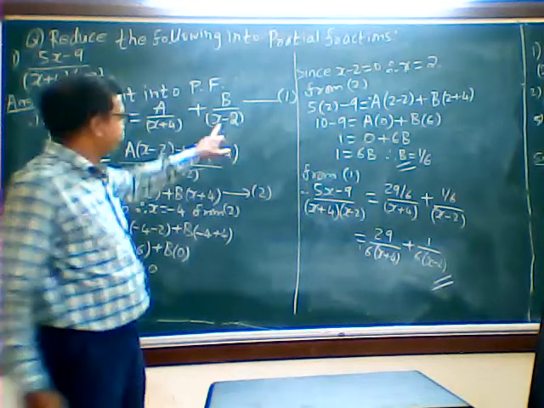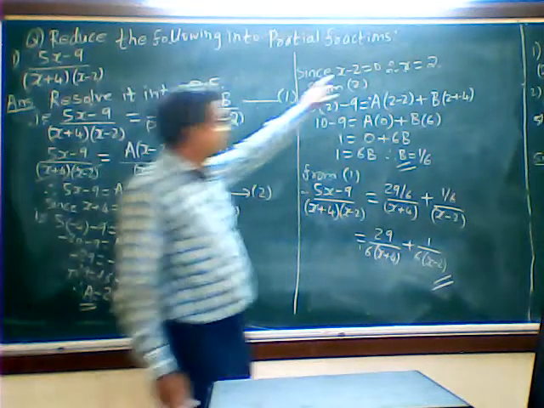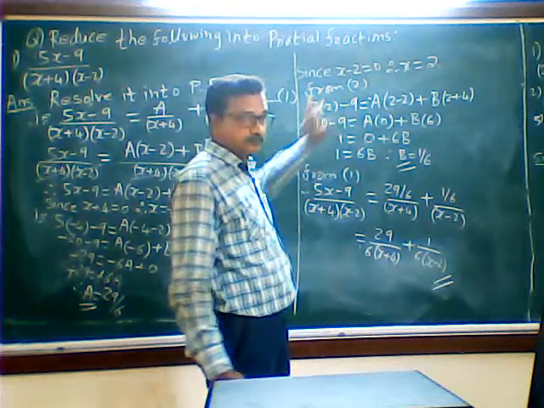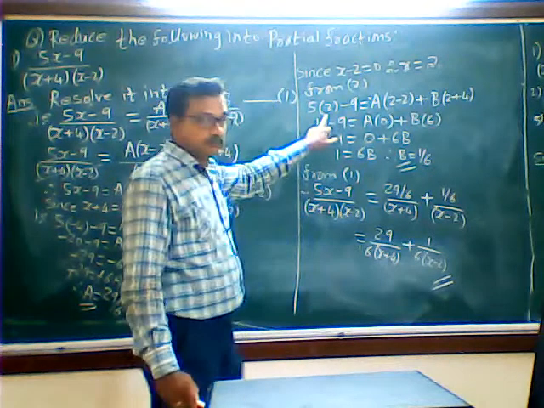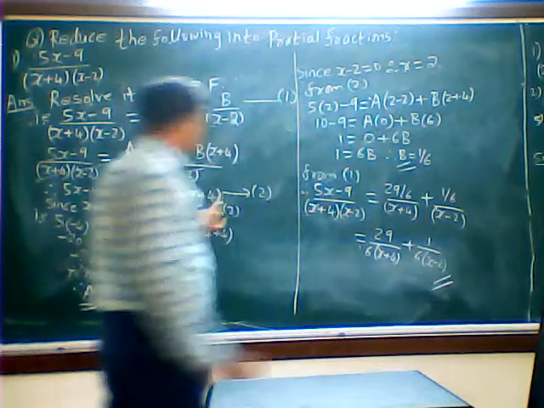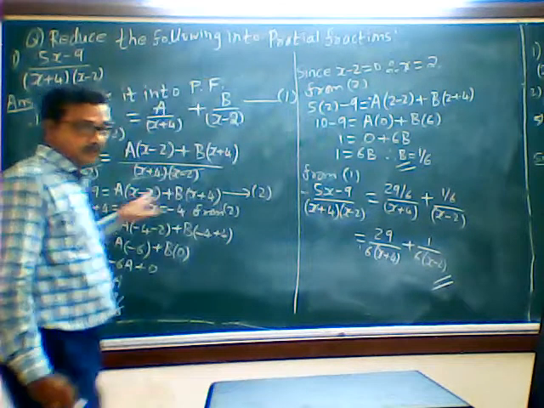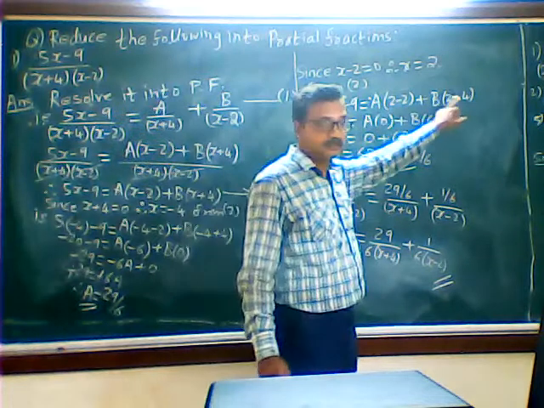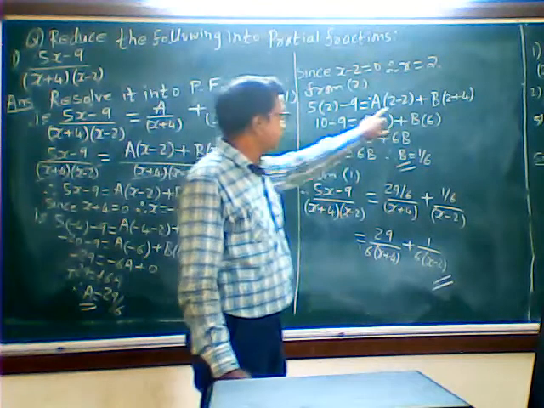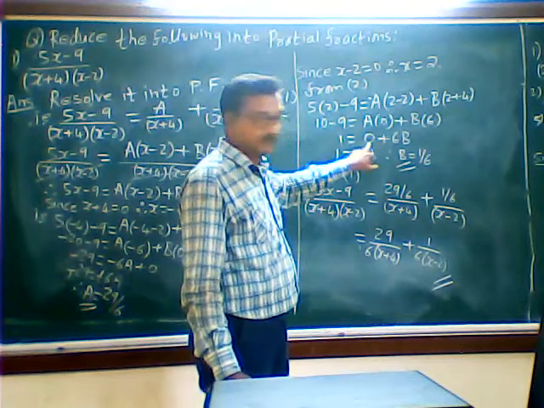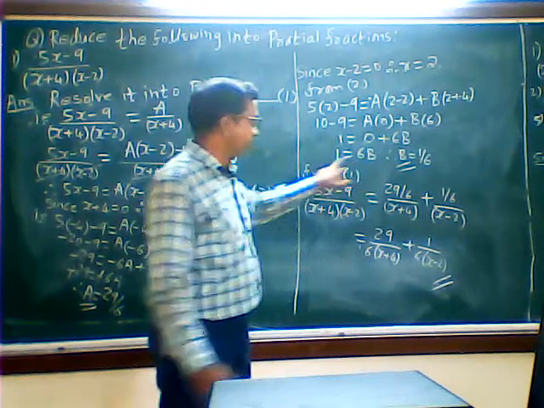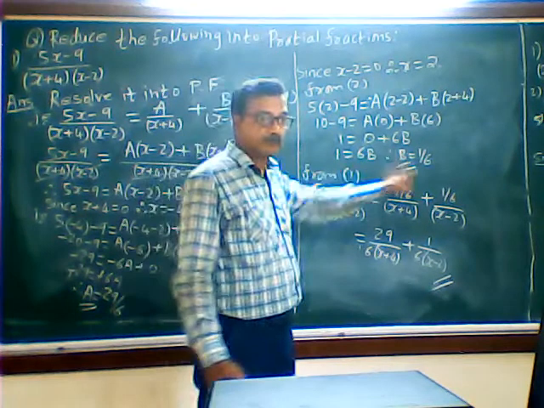Same way, next factor is what? x minus 2. Since x minus 2 is equal to 0, therefore x is equal to 2. From 2, 5 into 2 minus 9 is equal to A into (2 minus 2), that is I am putting in this equation number 2, plus B into (2 plus 4). That is how 10 minus 9, I got 1. 2 minus 2 is 0, that is 0. 2 plus 4 is 6, that is 6B. 1 is equal to 6B, therefore B is 1 upon 6.